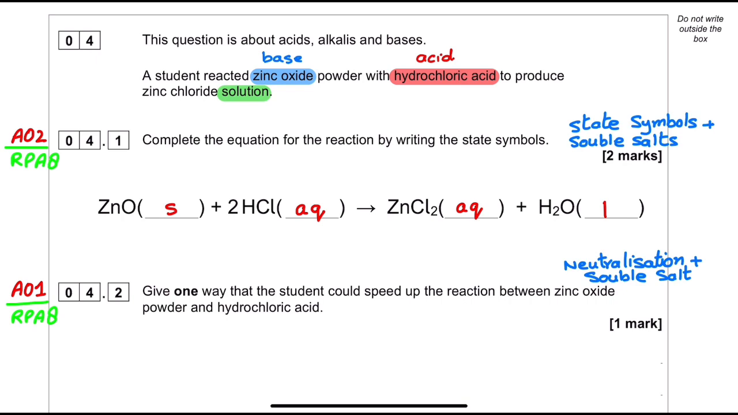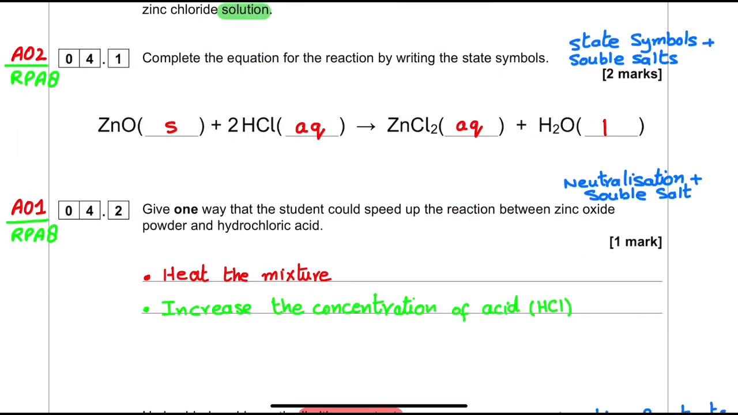Let's see the model answer. The model answer is: by heating the mixture, the speed of the reaction can be increased, or by increasing the concentration of the acid, meaning HCl, the rate of the reaction will increase.